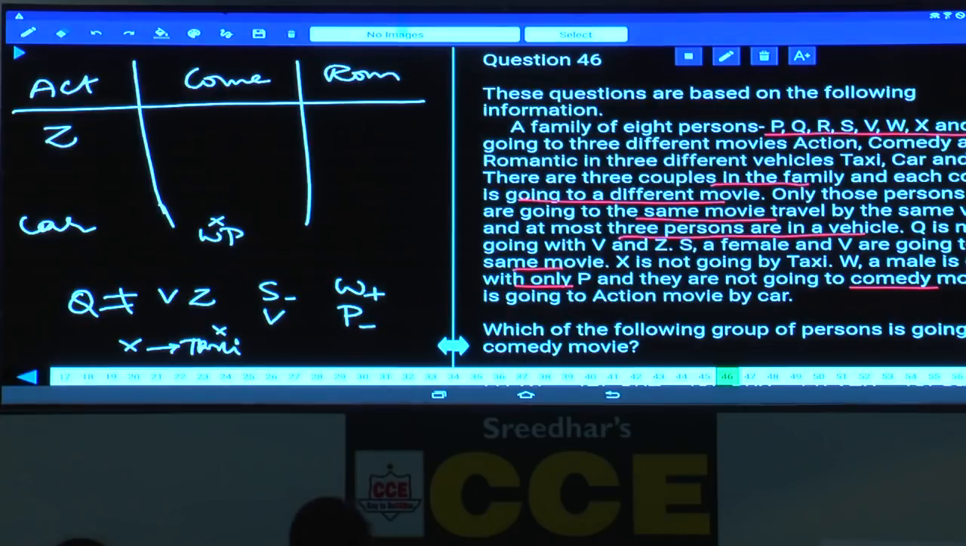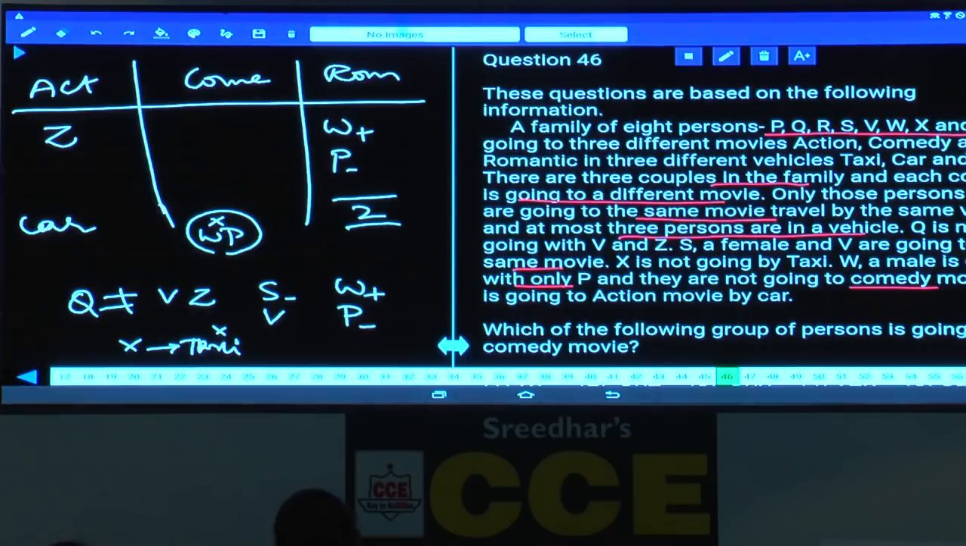Now W and P, can they go to action movie? No. Why? Because only 2 persons. W is going only with P. That means W and P are the only 2 persons. Hence W and P cannot go to comedy movie, and W and P cannot go to action movie, because if W and P go, then Z is also there, then there are 3 persons who are going to this action movie, which should not be the case. Hence W and P must be where? Romantic movie. Hence W is male, and P is a female.